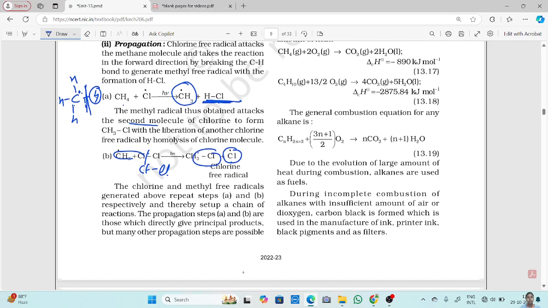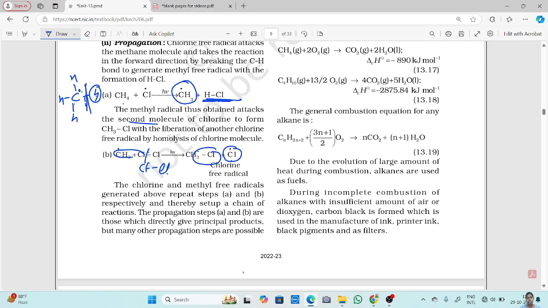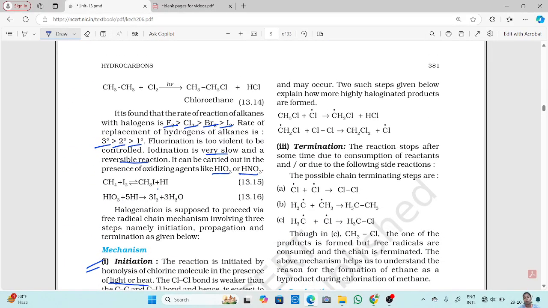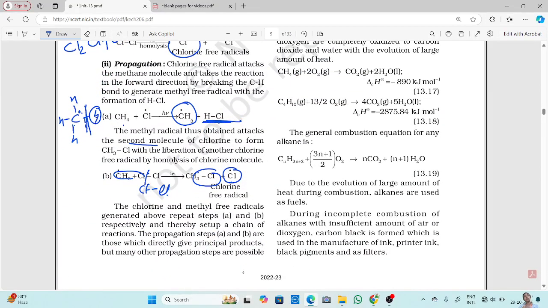The chlorine and the methyl free radical generated above repeat the steps respectively and thereby set up a chain of reaction. So this will keep on continuing. Now these propagation steps are those which directly give the principal products, but many other propagation steps are possible and may occur. Two such steps given below explain how more highly halogenated products are formed. So these two steps can be continuously occurring.